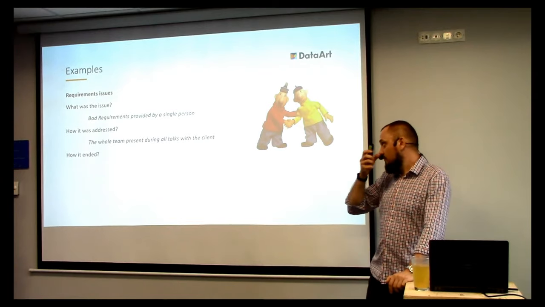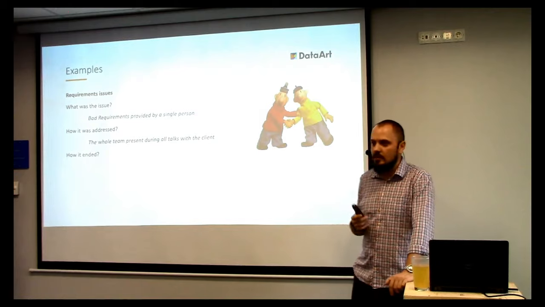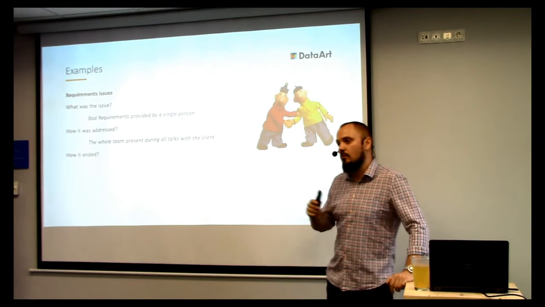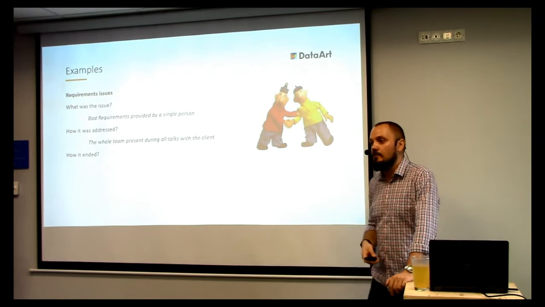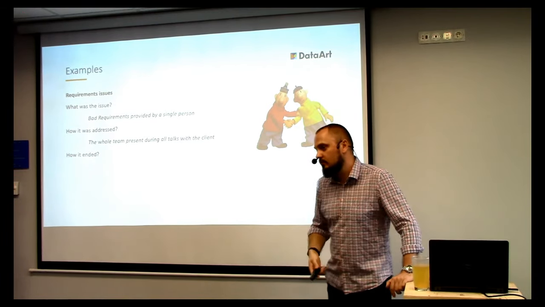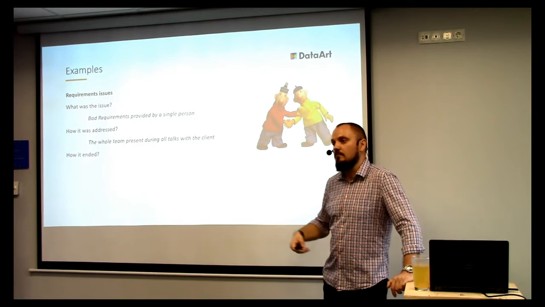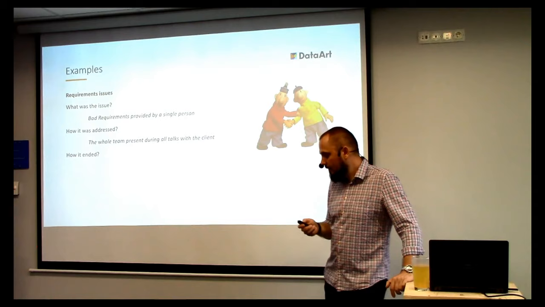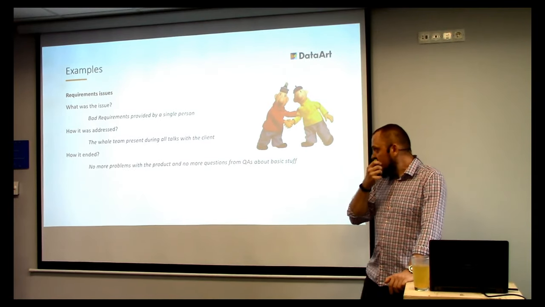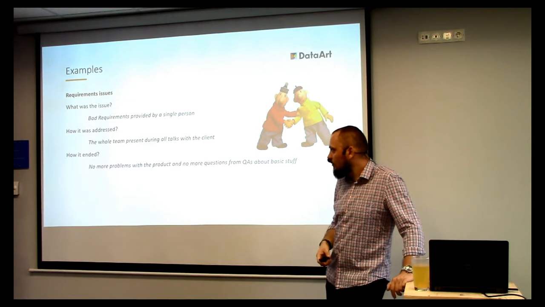How was it addressed? We agreed that the whole team should be present during all talks with the client, or at least one person from all the divisions. So, I mean, backend developer, front-end developer, and also the QA engineers should be there and ask the questions, try to find out where the problem is. So it ended that we no longer had problems with the product and no more questions from the QAs about basic stuff.